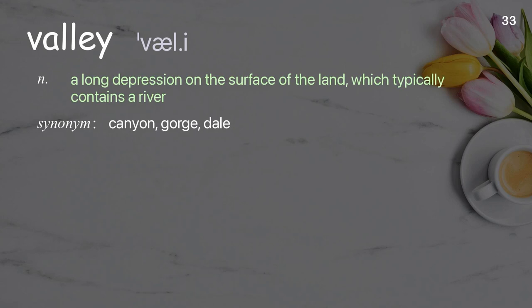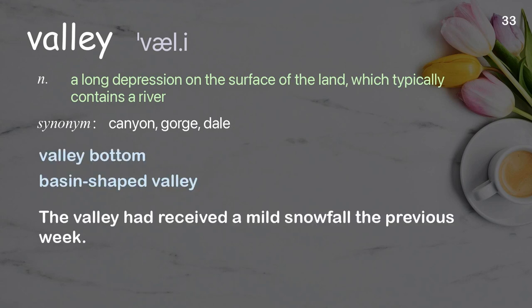Valley. A long depression on the surface of the land, which typically contains a river. Examples: Valley bottom. Basin-shaped valley. The valley had received a mild snowfall the previous week.